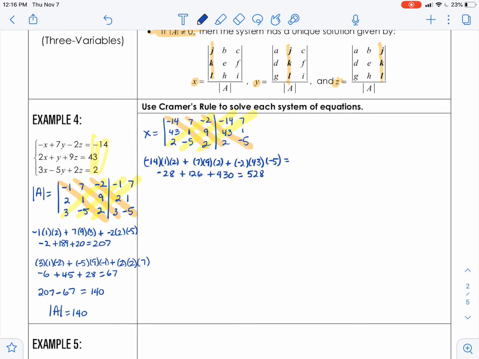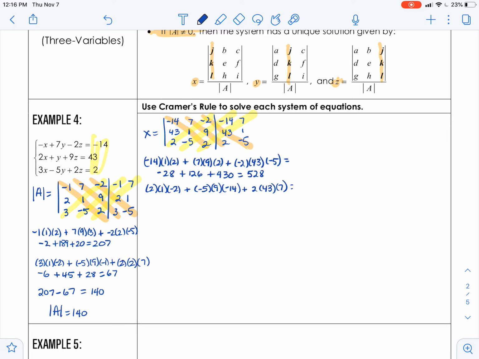Okay, and let's do it. So 2 times 1 times negative 2, plus negative 5 times 9 times negative 14, plus 2 times 43 times 7. Okay, again, I'm going to run those numbers.